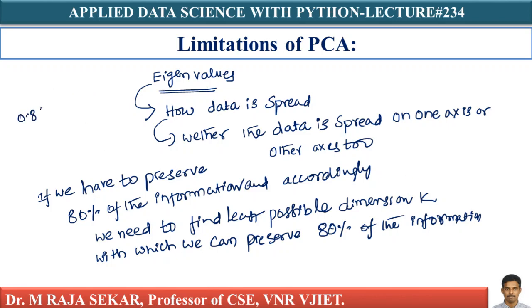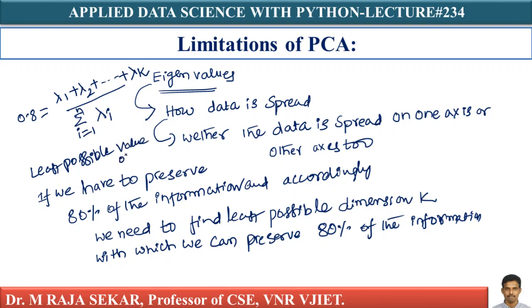80% means 0.8 is equal to lambda 1 plus lambda 2 plus so on lambda k, divided by sigma i equal to 1 to n, lambda i, isn't it? Let me say there are n eigenvectors. Here we need to find the least possible value of k for which this equation holds true. If you are able to find such k, I can say I can preserve 80% of the data. Anyway, in future classes, I will apply this concept so that you can understand.